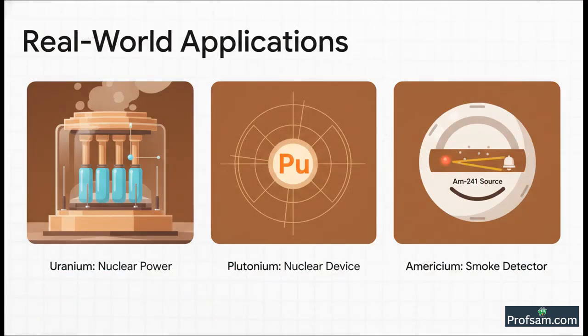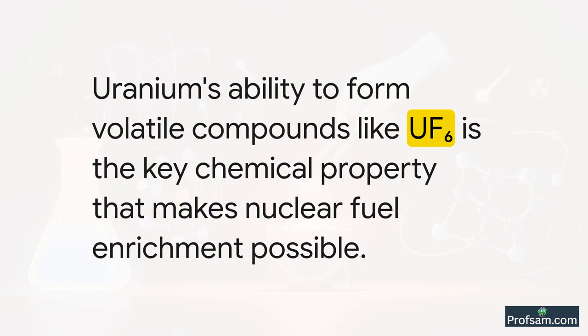And this chemistry has some incredibly important applications. Uranium, as we know, is the fuel for nuclear power plants. Plutonium is a key material for nuclear weapons, and other actinoids like americium actually have peaceful uses too. For example, it's used in the smoke detectors that we have in our homes. Now let's go back to that first question I asked you about nuclear power. The whole process relies on uranium's complex chemistry. Specifically, it's uranium's ability to form a volatile gas, uranium hexafluoride, UF6, that makes the enrichment of nuclear fuel possible. Without this specific chemical property, it just wouldn't work.